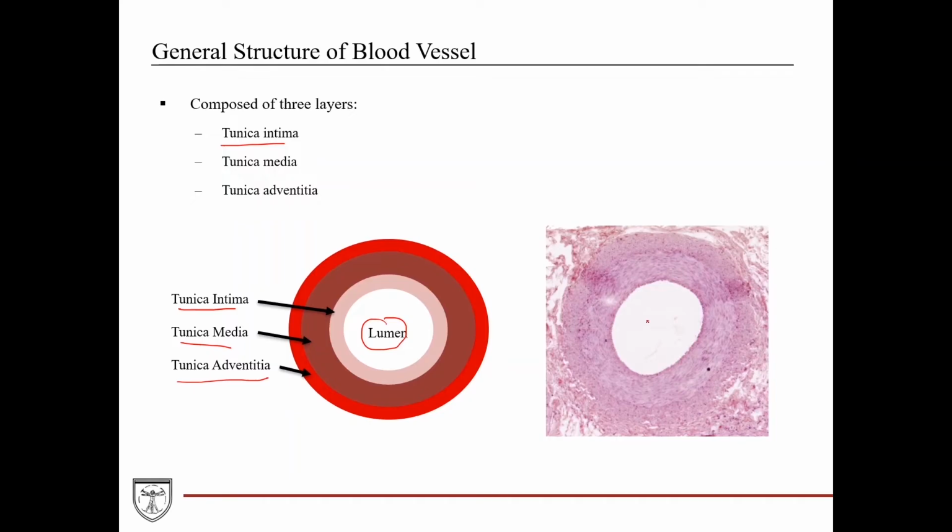If we look at it histologically here, this is a medium-sized artery. So you have the lumen here, and then you see this very thin layer here. This is the intima. Then you have the media here, and you can see that with the smooth muscle cells like this. And then this connective tissue layer here, this is the adventitia.